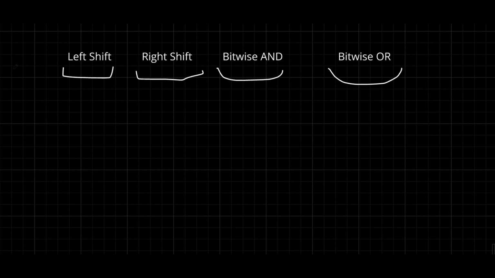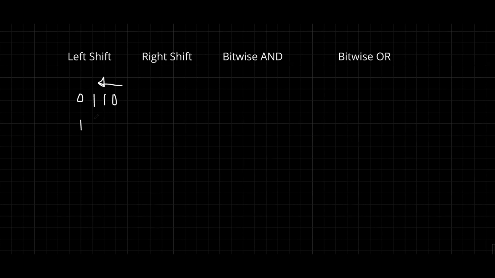So what does the left shift operator basically do? The left shift basically shifts each of the bits to the left side by one position. Suppose our bits are 0, 1, 1, 0. If we perform the left shift, the bits will be shifted one position to the left and it will become 1, 1, 0, and 0. That means all of these three bits will be shifted one time to the left side.